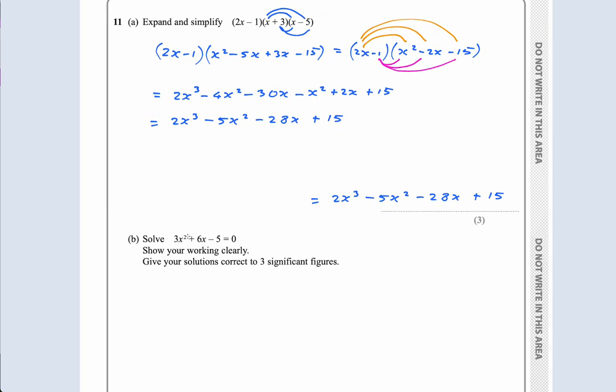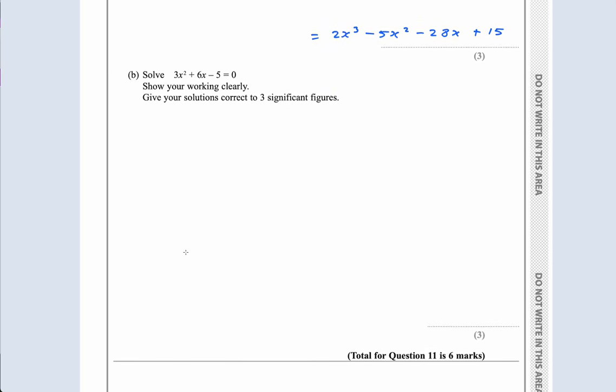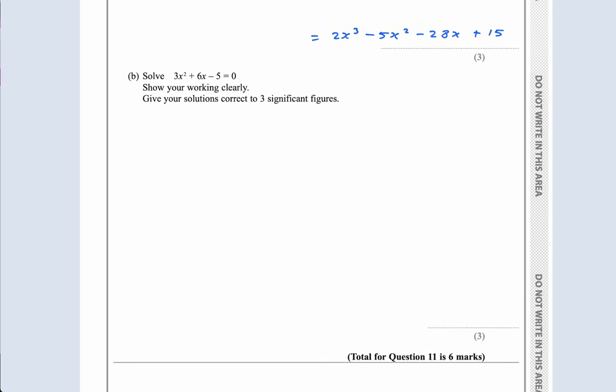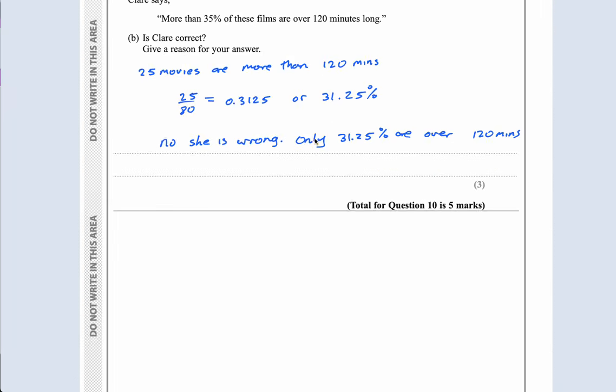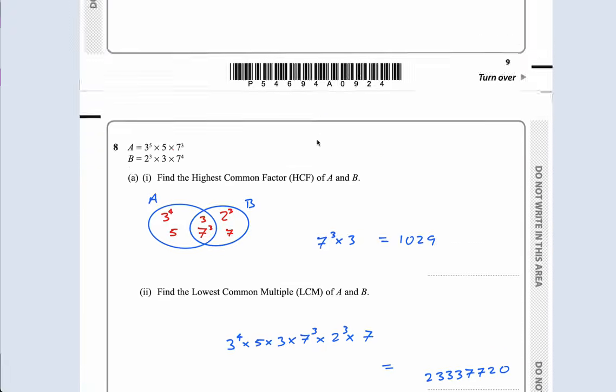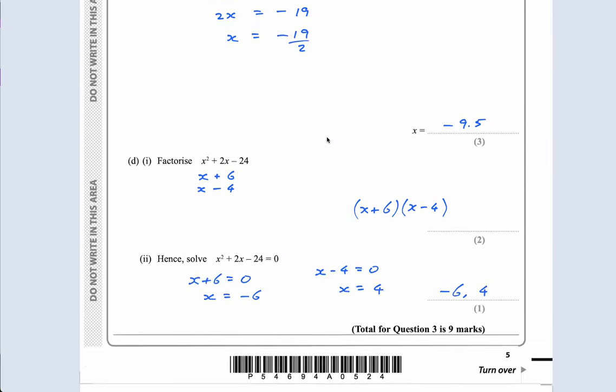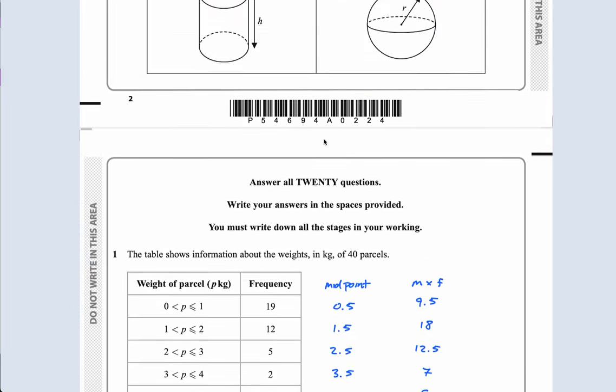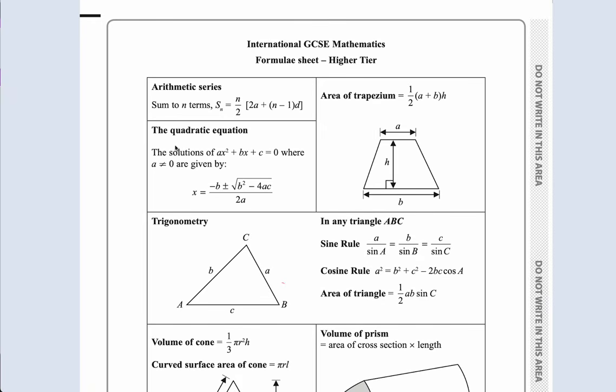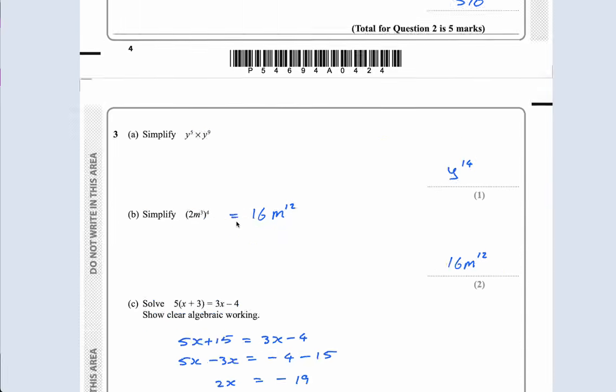Okay, next one. Solve this, show your working clearly, right? Guys, when it says give your solutions to 3 significant figures, what he wants you to do is use the formula. Now, luckily, you were given the formula at the start. Remember I said to know what is on this sheet? Here's the formula, the quadratic equation: minus b plus or minus the square root of b squared minus 4ac over 2a. That is the formula.